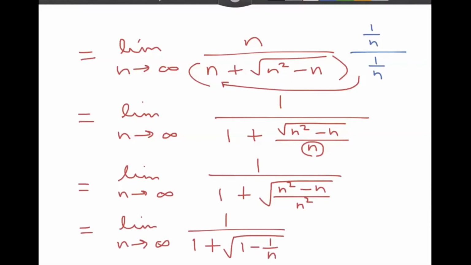And now it's finally in a form where you can just evaluate it as n increases without bound. 1 over n is going to go off towards 0, leaving you with 1 over 1 plus the square root of 1, which is 1/2. So this sequence converges to 1/2.